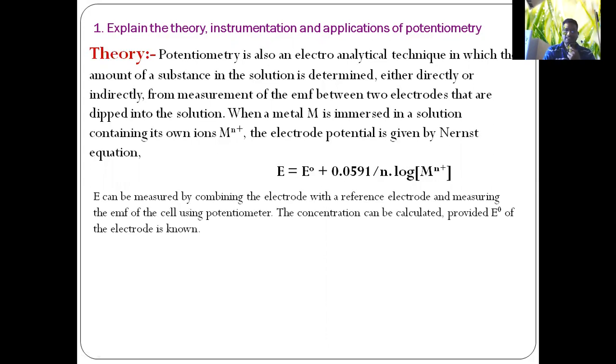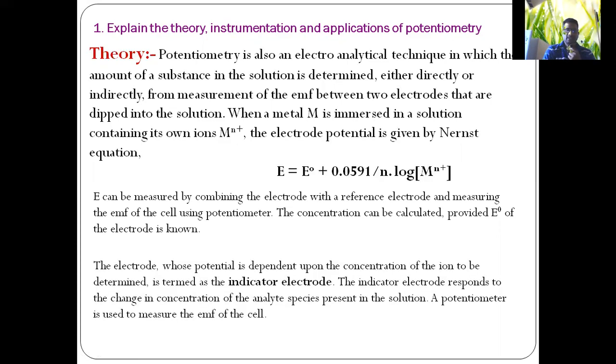E can be measured by combining the electrode with a reference electrode and measuring the EMF of the cell using a potentiometer. The concentration can be calculated provided the E° value of the electrode is known. Here, E° cell is provided by the electrochemical series. So that is why E can be measured using a potentiometer.